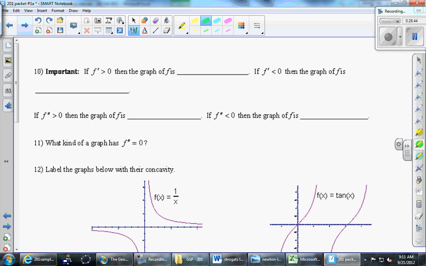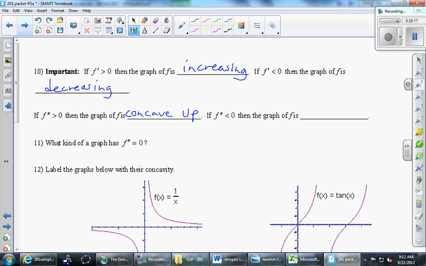So let's fill in the blanks. If f prime is positive, then the graph of f is increasing. First derivative has to do with increasing and decreasing. If f prime is negative, then the graph of f is decreasing. That's old. Here's the new part. If f double prime is positive, the graph is concave up. And then if f double prime is negative, the graph is concave down.